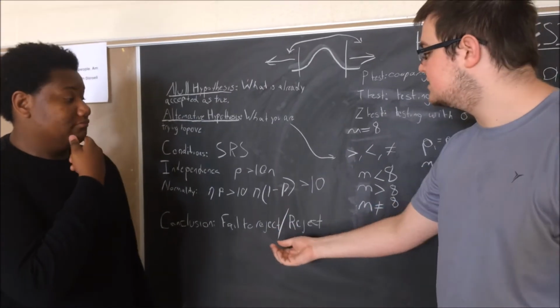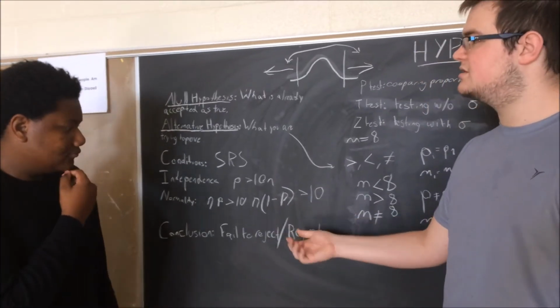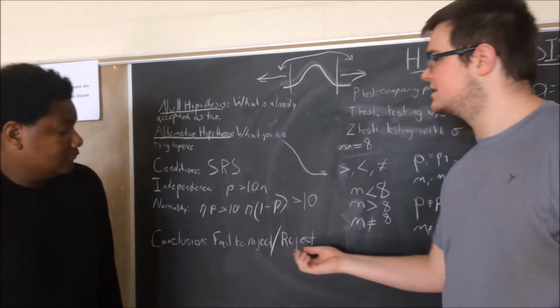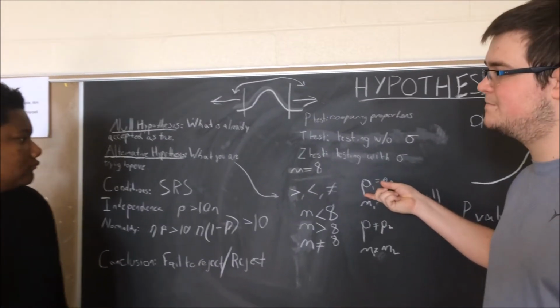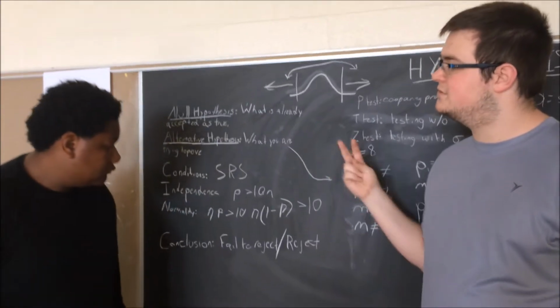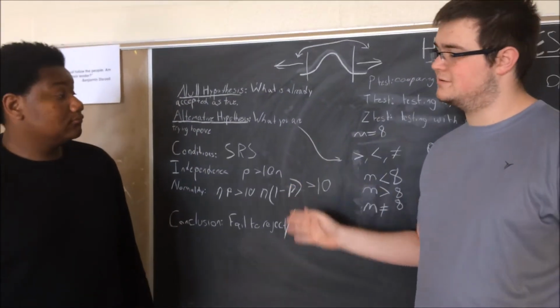Now the conclusion is going to be pretty much the same in terms of fail to reject or reject that either this is true or this is not true. And that's what you're going to do if you have two sample tests of any sort.